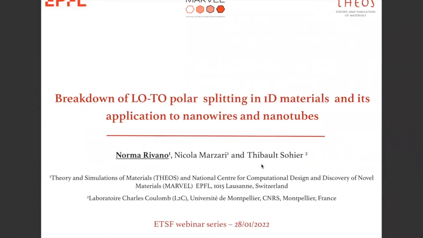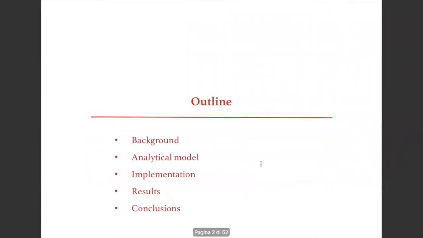Basically, we want to reach a comprehensive understanding of the physics involved by exploiting a synergy between an analytical model and density functional perturbation theory. First of all, this is the outline. I'll start by giving you some background, so the main motivations behind the choice of this topic, and reminding the theory in a nutshell about LO-TO splitting.